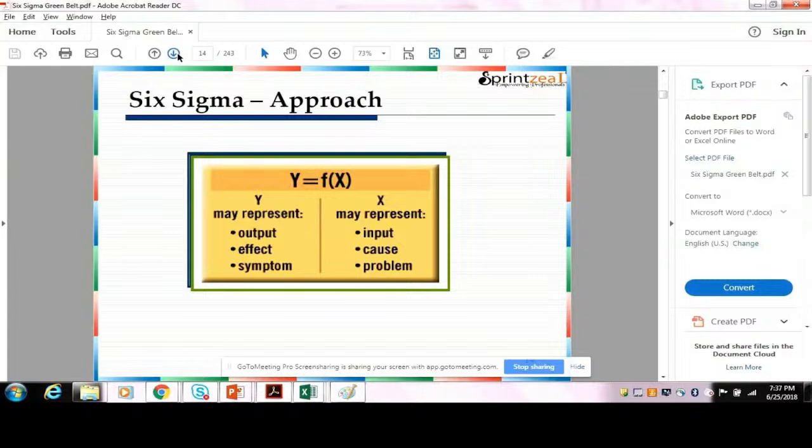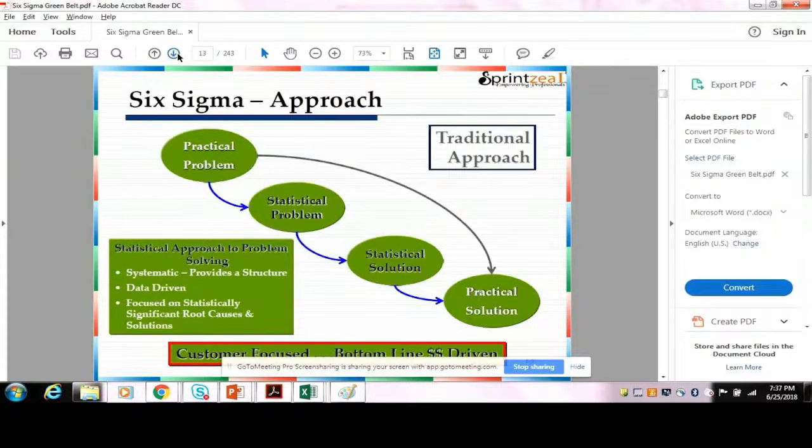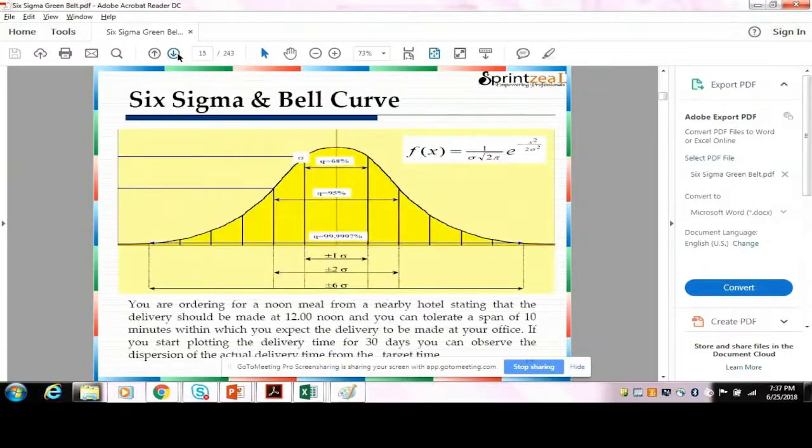So the concept is that Y is a function of x1, x2, x3, x4, and so on and so forth. Y is basically the output. You need to attack the inputs, the x's, which are causing the Y, or the higher delivery times in our example. This is the entire concept of Six Sigma, and we will go through that practically.